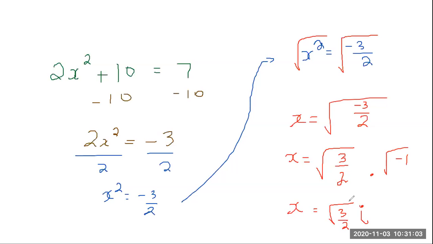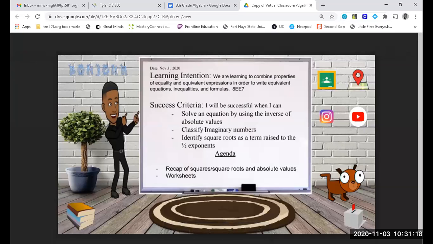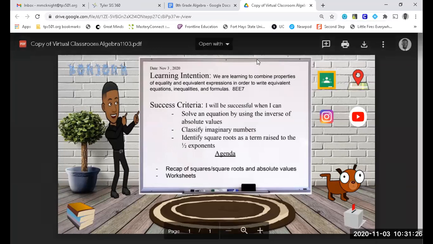All right, so that's just a quick example of how we use the letter I to represent the square root of -1. If we go back to our success criteria that we looked at over here, it is really understanding how to classify imaginary numbers when we're solving these equations with square roots and squares.